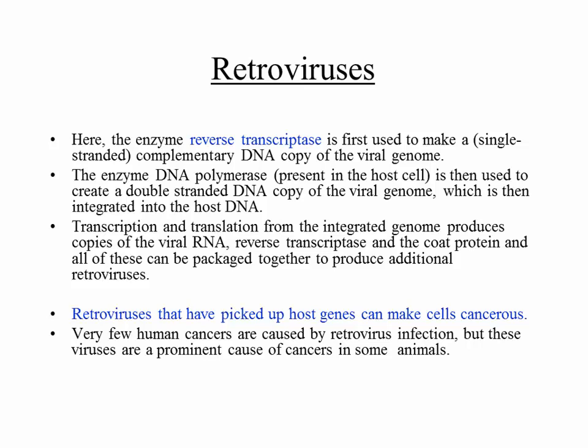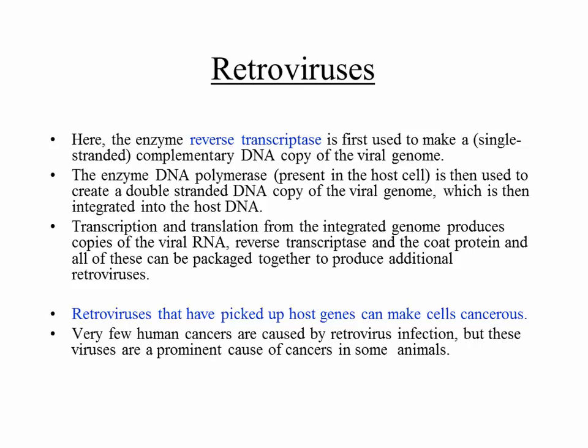So this just explains what I showed you in the figure. The enzyme reverse transcriptase is first used to make a single-stranded complementary DNA copy of the viral genome. The enzyme DNA polymerase, which is present in the host cell, the cell has its own replication machinery, is then used to create a double-stranded DNA copy of the viral genome, which is then integrated into the host DNA, right?